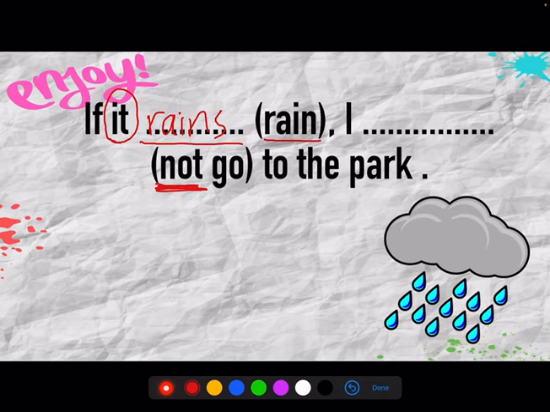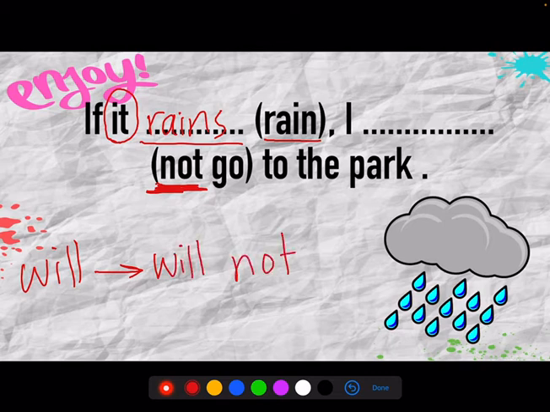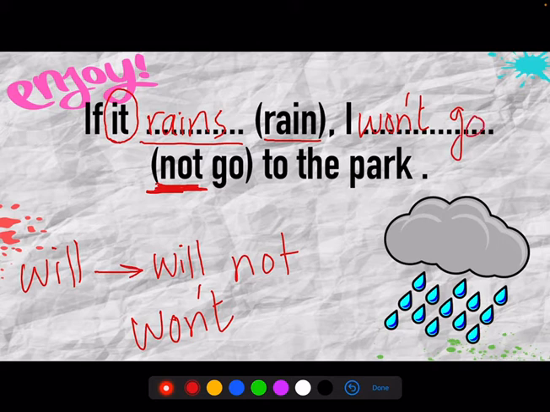I have not here, so I cannot say I will go to the park because they asked me to answer it with not. So the negative form of the word will be will not, which is won't. So I won't go, again plus the infinitive form of the verb. I won't go to the park.